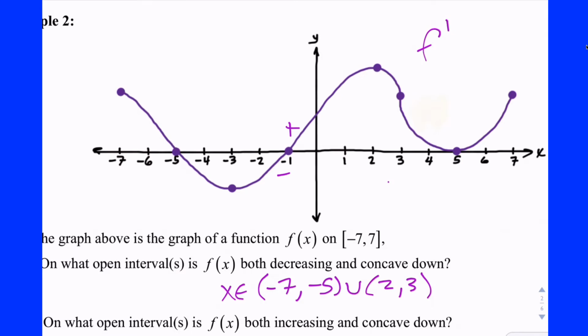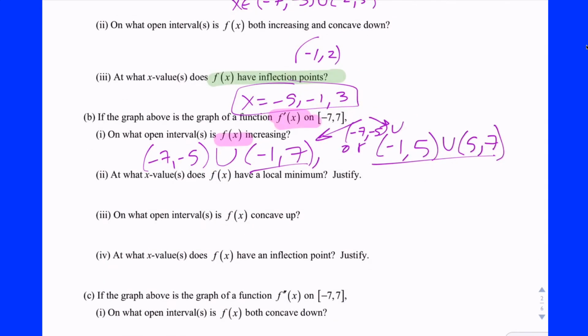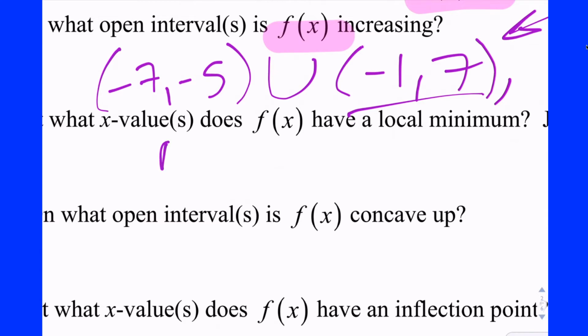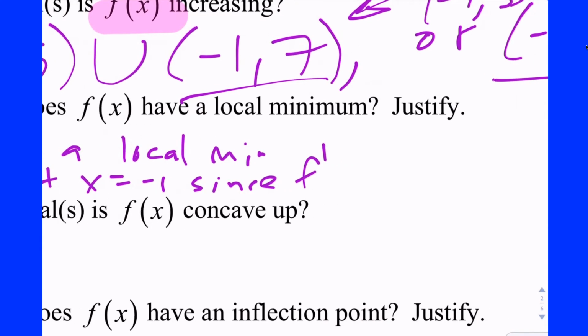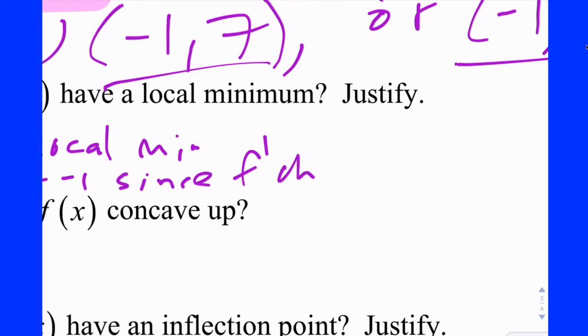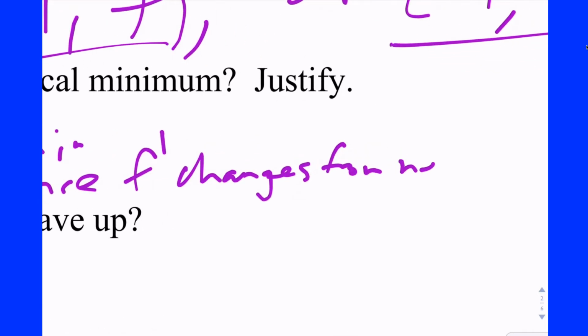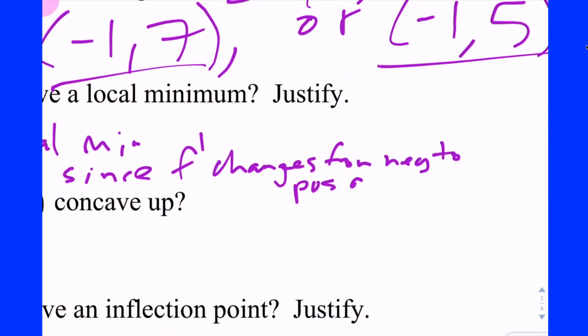period, right? Does it say to justify? Yes, f has a local min at x equals -1 since, and we have the argument down now, right? F prime, you can say f prime, you don't have to say the graph of f prime because it is the graph of f prime. F prime changes from negative to positive. Where? At the same place, at x equals -1. So this should be old hat by now.